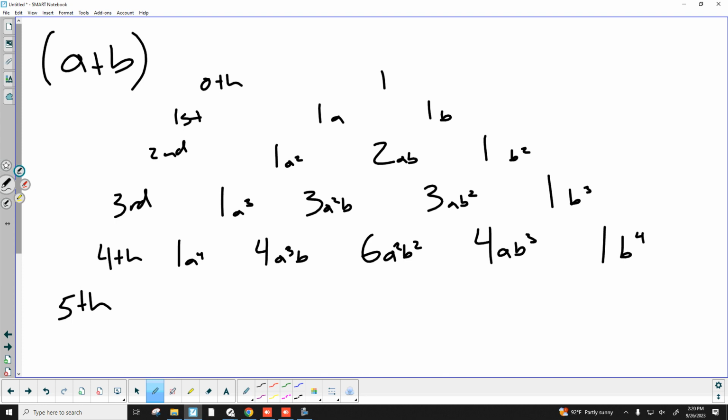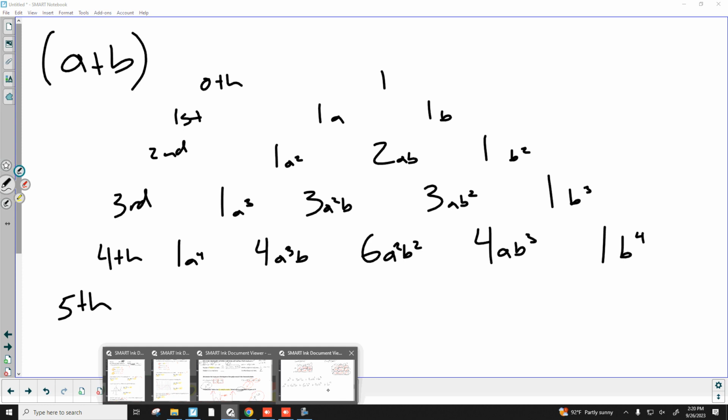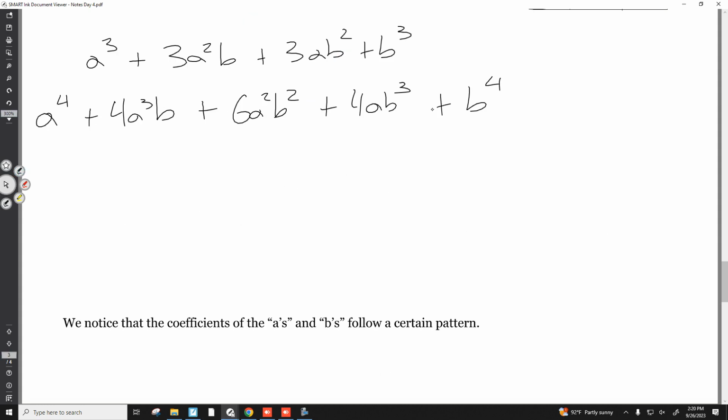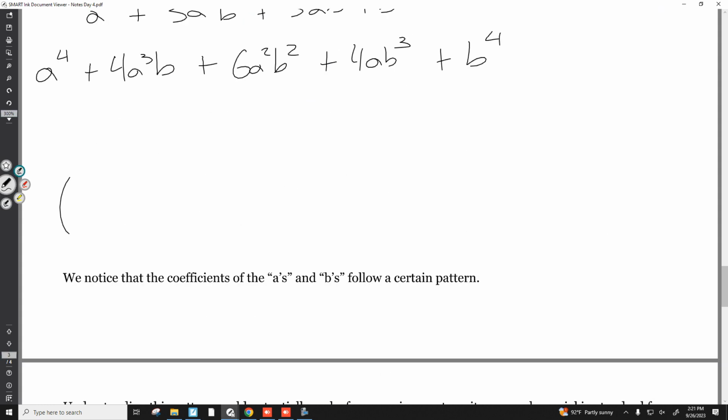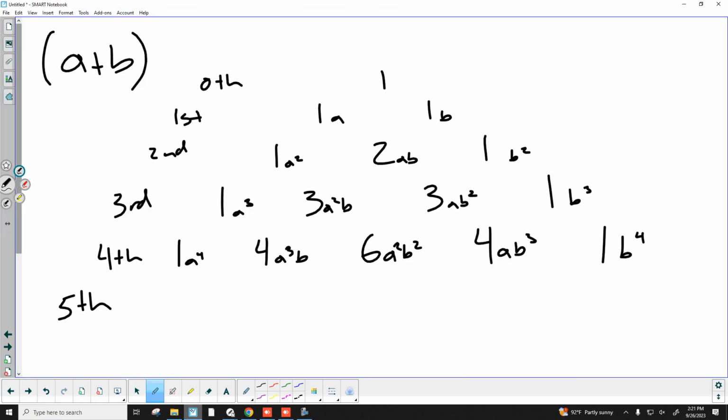Go. On the bottom of your paper, right here, you're going to tell me what a plus b to the 5th is. What's a plus b to the 5th? A to the 5th. You know what? That is something where you can start with. Now keep going. Come on, go. Do it.